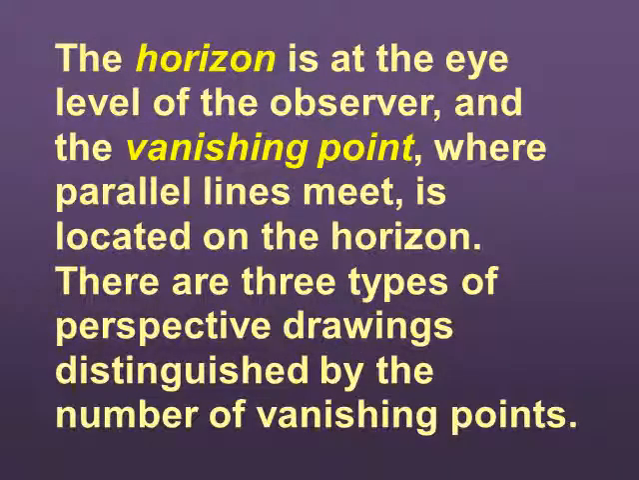The horizon is at the eye level of the observer, where the vanishing point is where the parallel lines look like they're meeting. Okay, they still are parallel, but on a perspective drawing, they don't look like it. They look like they touch at a vanishing point. There's a type of drawing that doesn't have a vanishing point, and then there's 1 point, 2 point, and 3 point vanishing points, and we're going to look at all of those.